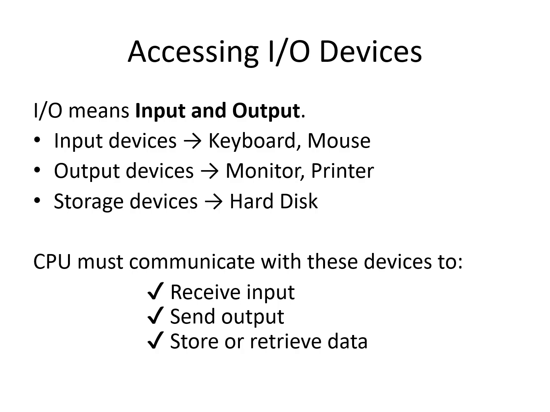Then accessing input and output devices. Everyone knows the input output devices. Input devices are the keyboard and mouse, output devices are the monitor, printer, and so on. The storage device is the hard disk. In input and output, the CPU communicates with the device for receiving the input, sending output and storing the retrieved data.